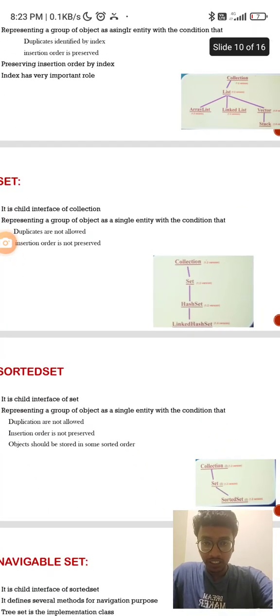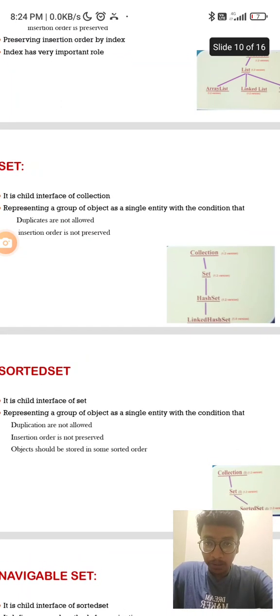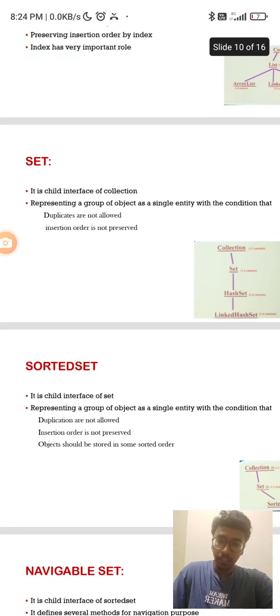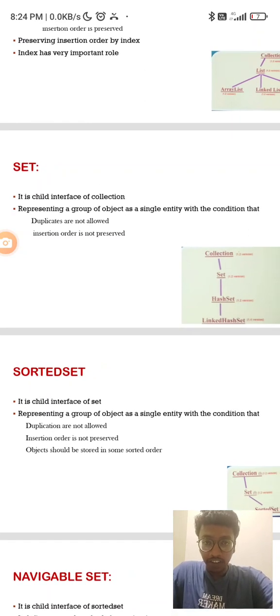The next one is set. It is also a child interface of collection, representing a group of objects as a single entity with the condition that duplicates are not allowed and insertion order is not preserved. This also has a condition, and the condition is given here. So it is a child interface of the collection.